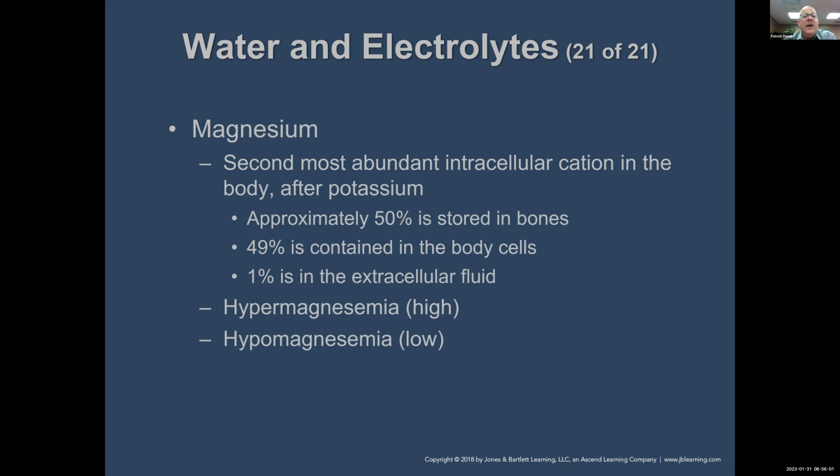Magnesium, okay, it is important intracellular. Magnesium is stored in various ways, 49% cells, 50% bones, right? So about 50-50 bones versus cells, and then 1% in the extracellular fluid. Hypermagnesemia, hypomagnesemia. I had a hard time with that.